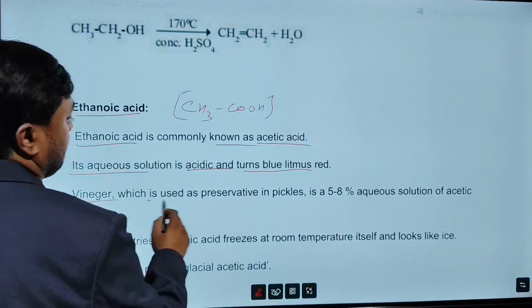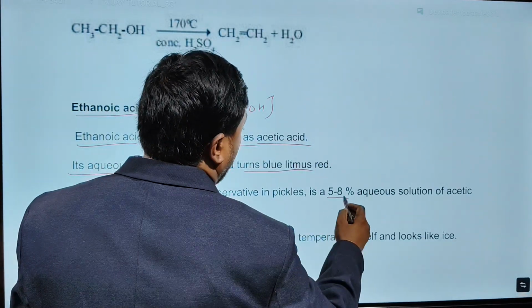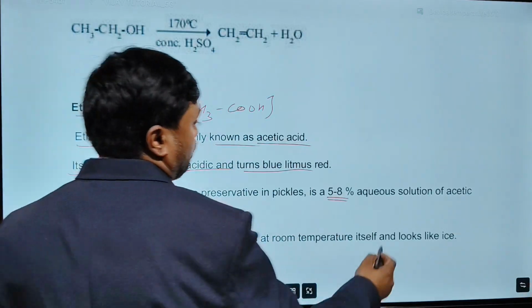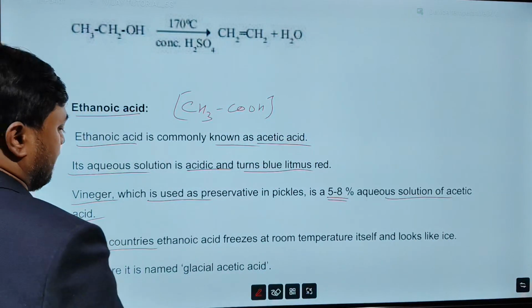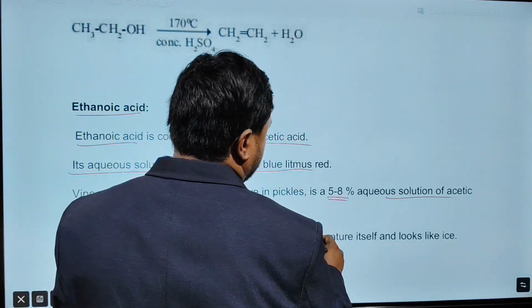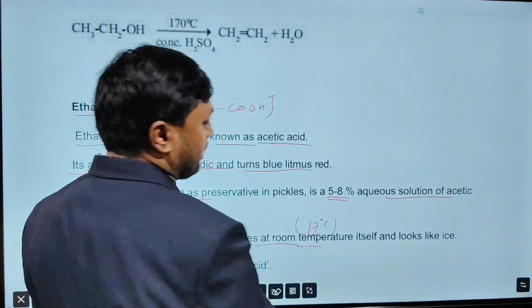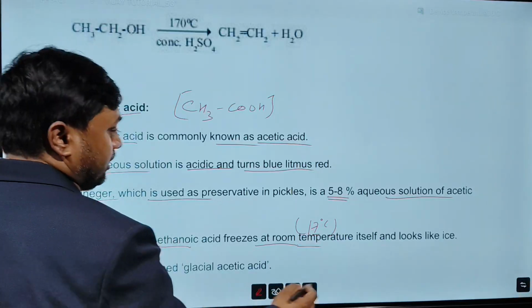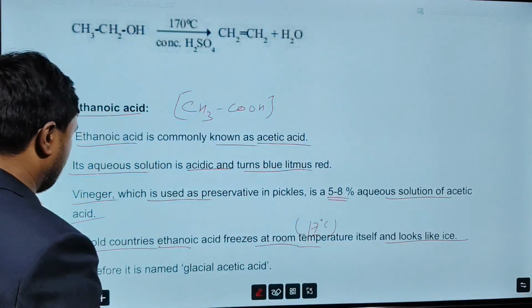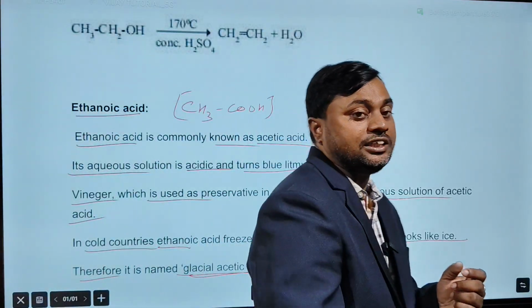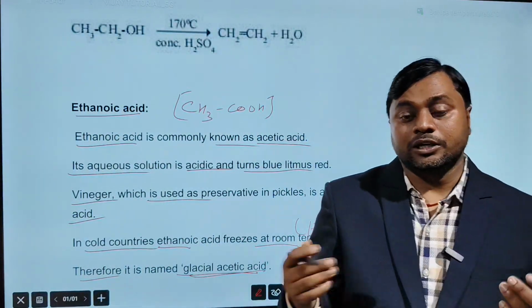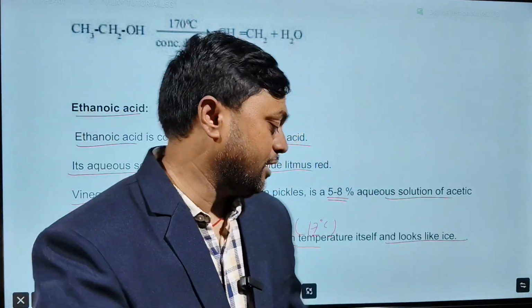Vinegar, which is used as a preservative in pickles, is a 5 to 8% aqueous solution of acetic acid. In cold countries, what happens? Ethanoic acid freezes at 17 degrees Celsius and looks like ice. Therefore, it is also called glacial acetic acid. An MCQ question will ask which acid is called glacial acetic acid. It is ethanoic acid.